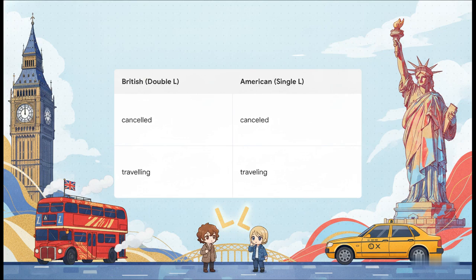Let's move on and see how this builds with the letter L. In British spelling, when you add an ending to a word like cancel or travel, you double the L, so cancelled and travelling have two L's. American spelling, operating on its own entirely different logic, just drops one of those L's. So American canceled and traveling feature just a single L.